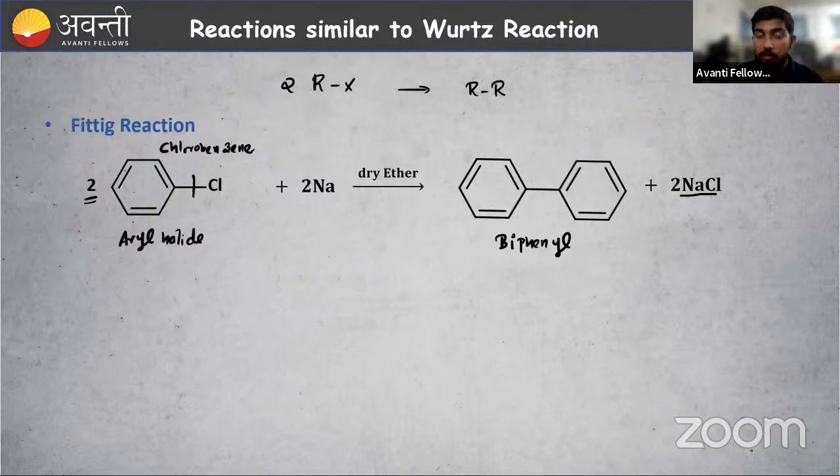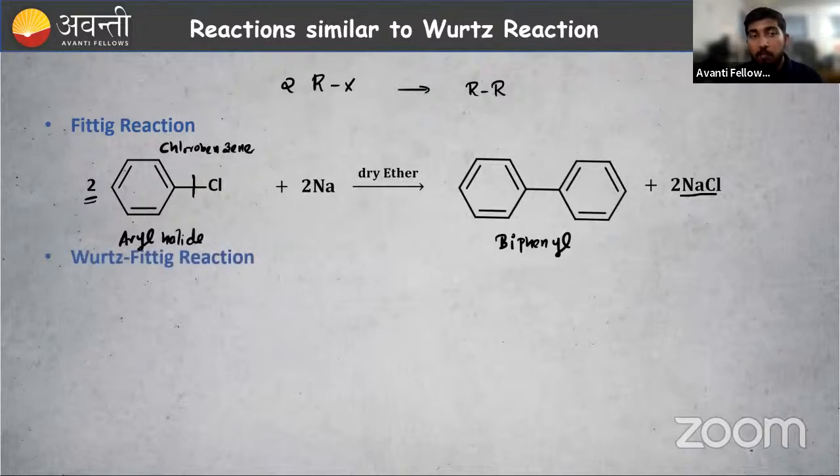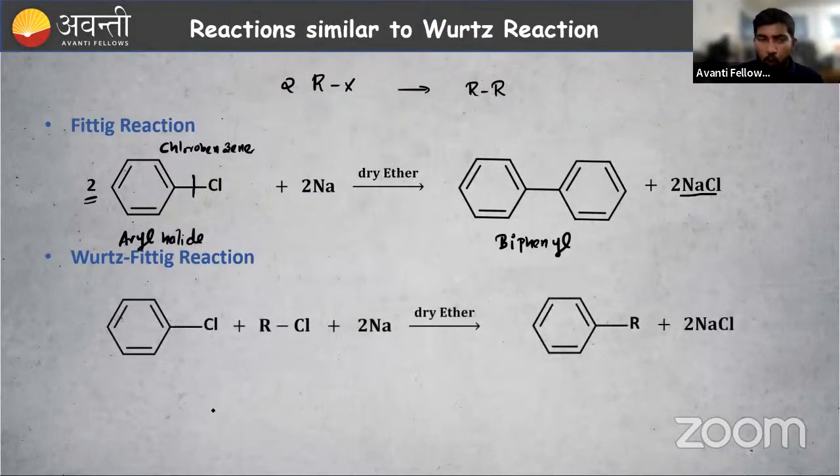So what is that? In the first case, alkyl halide. Second case, aryl halide. Sodium in presence of dry ether. What is the Wurtz-Fittig reaction? So we have to take one alkyl halide, next one aryl halide, then sodium in dry ether. That is known as the Wurtz-Fittig reaction. So I have an aryl halide here. So the aryl halide is present here. So what about this one?